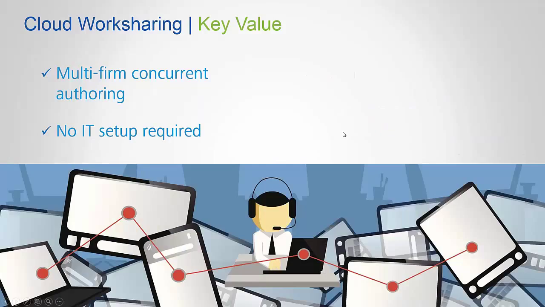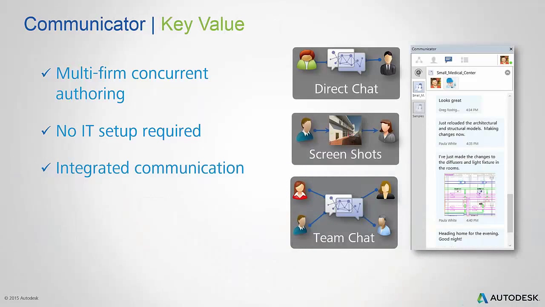So the key values here: you're not having to worry about firewalls anymore, going outside your firewalls, or having to set up other types of configurations. It's multi-firm concurrent authoring, and the IT setup doesn't exist. I'll show you how simple it is to do this in a second. We also have a communicator tool. Here at Autodesk, we use Link on a regular basis to communicate with other team members around the world or in different offices.